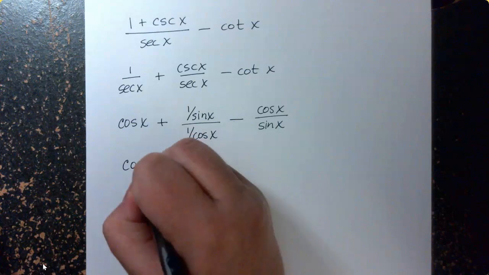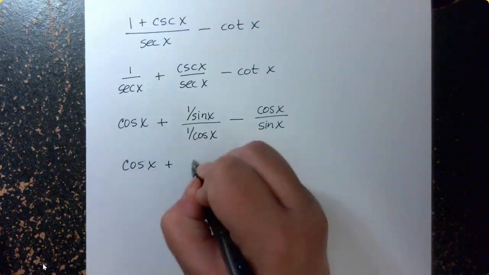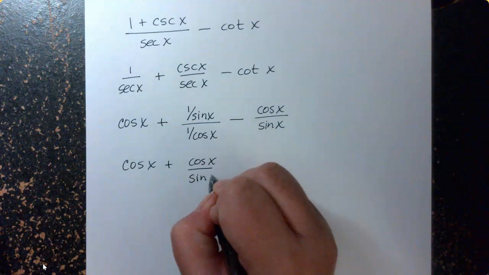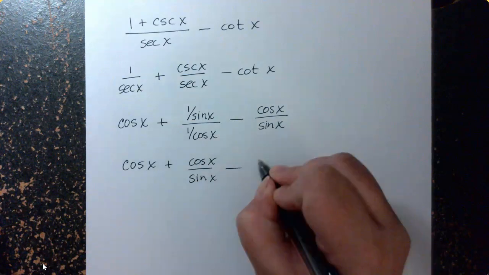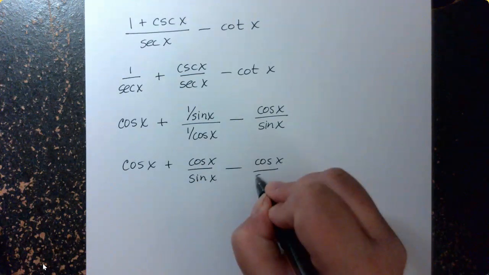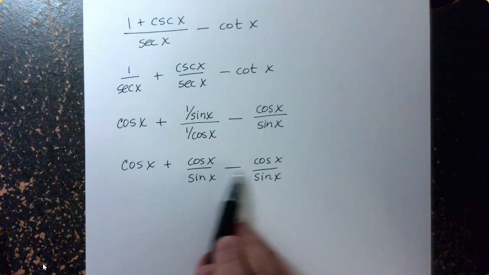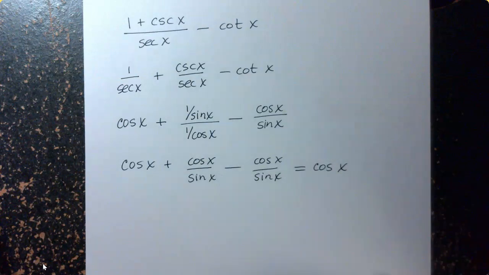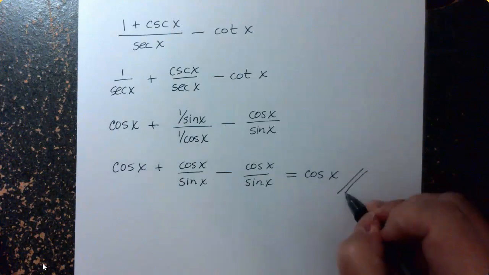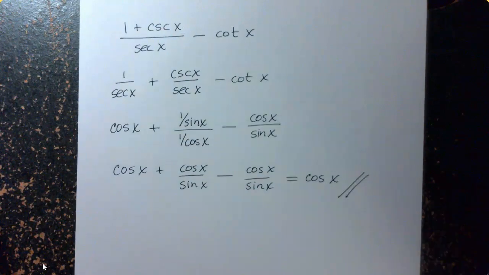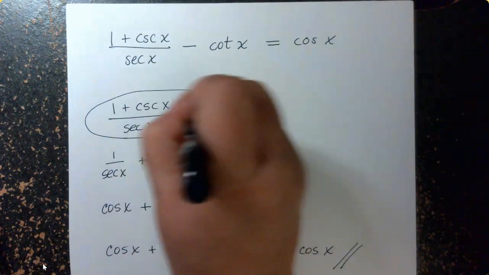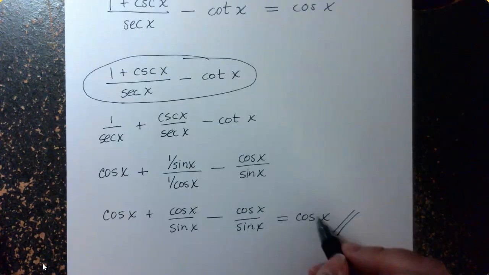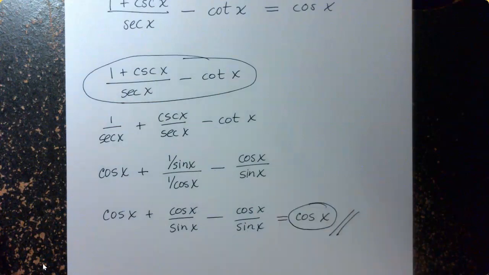So I have cosine plus cosine divided by sine minus cosine divided by sine. These two add to 0, and that leaves me with just cosine of x. And I like to draw this to say, hey, I am done. I showed you what you asked me to show you. I showed you that this does indeed work out to be the same as this.